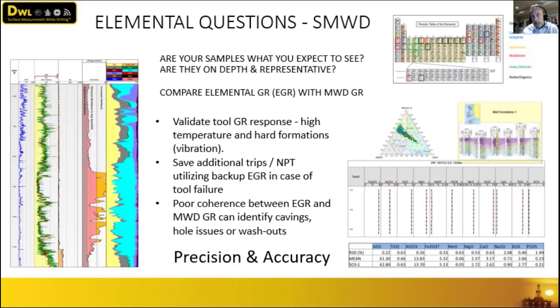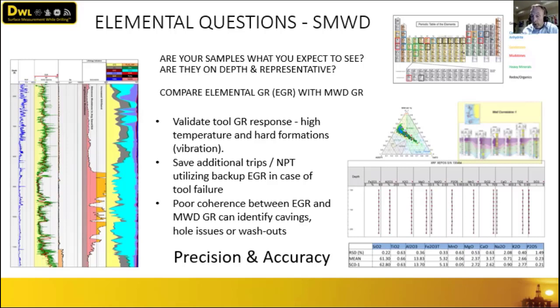So a big part of the QA/QC process is to run an elemental gamma ray by adding uranium, potassium, and thorium, and comparing that to the LWD or MWD gamma ray. And obviously we're looking for positive covariance, and if there isn't, why not? And typically it's because of one of four things.